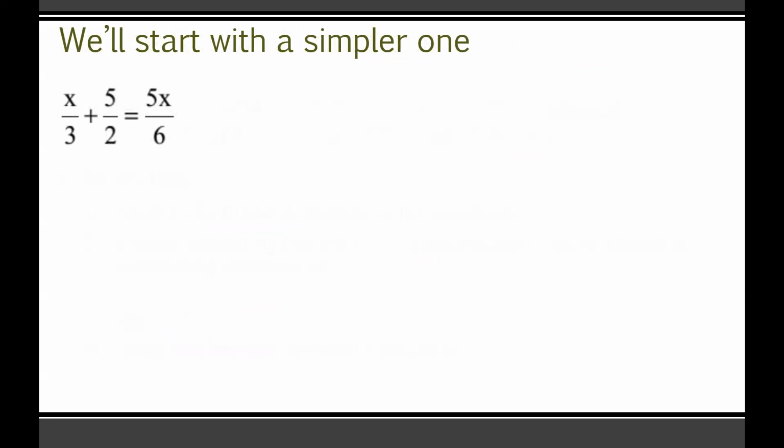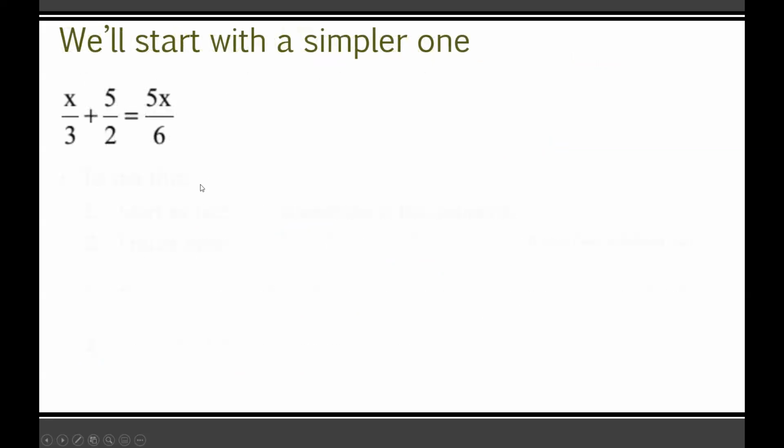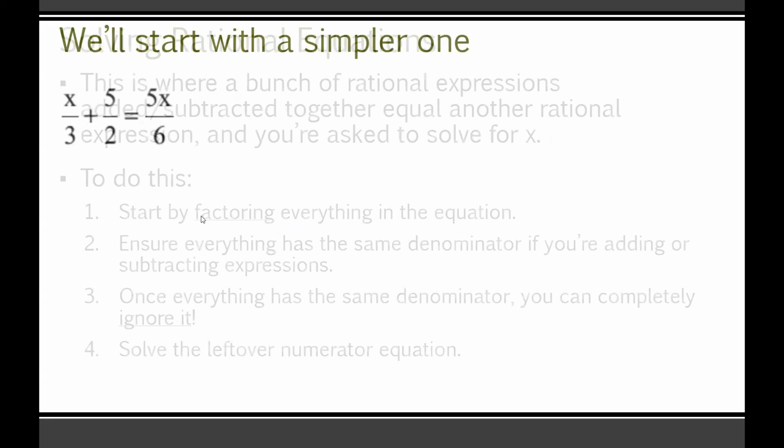So we'll start with a simpler one, just so you can get the basic ideas down. So we have x over 3 plus 5 over 2 equals 5x over 6. If we go back to the steps, step 1 says start by factoring everything in the equation. Well, this already is factored, right? There's nothing we can do to factor this. There's nothing to pull out of anywhere. So step 1 is already done.